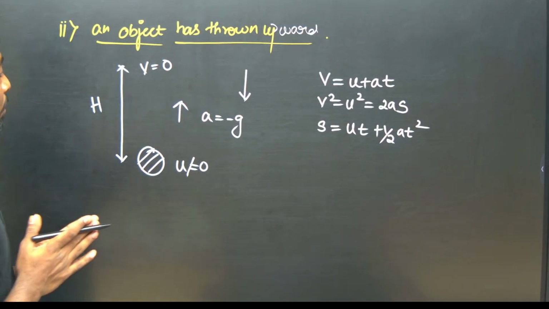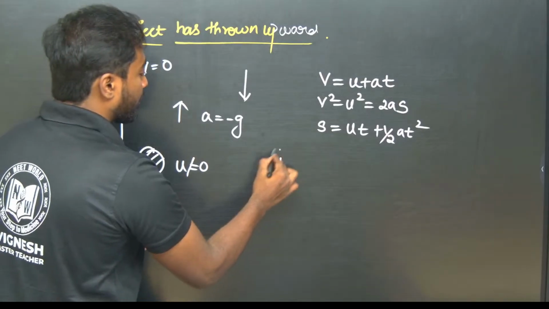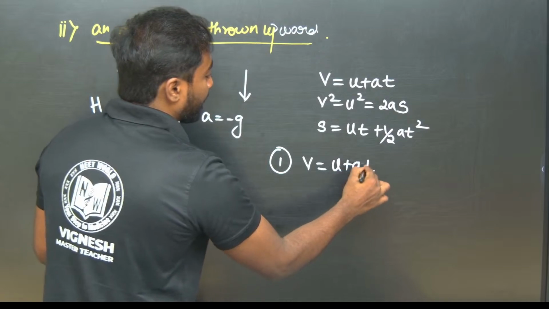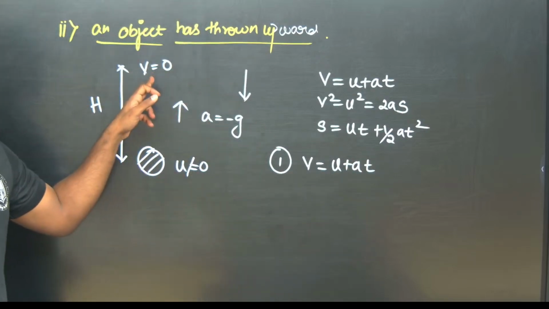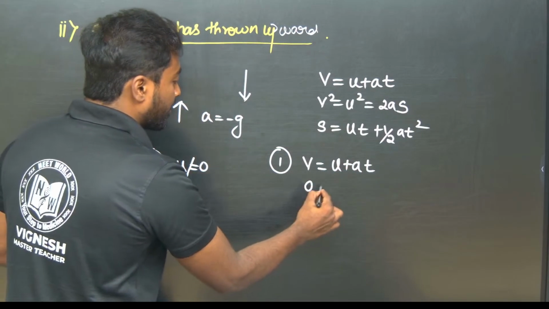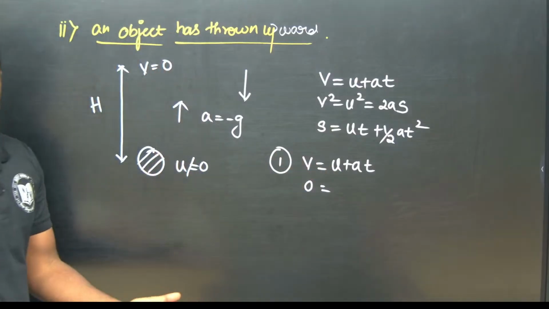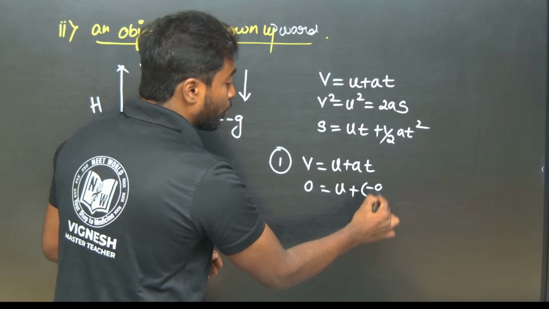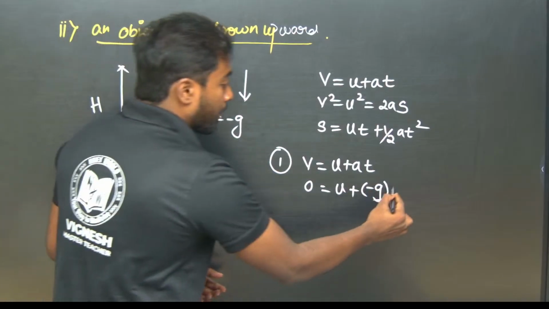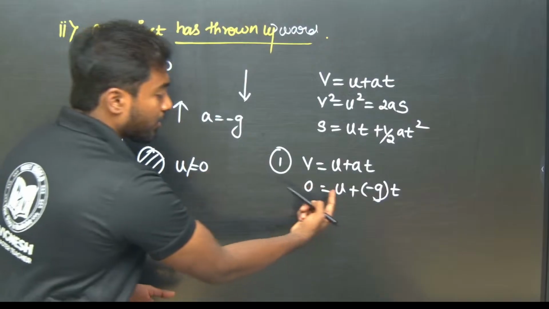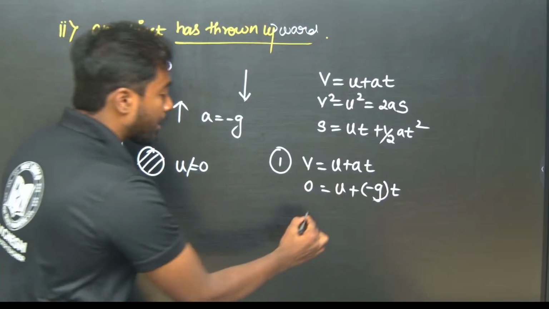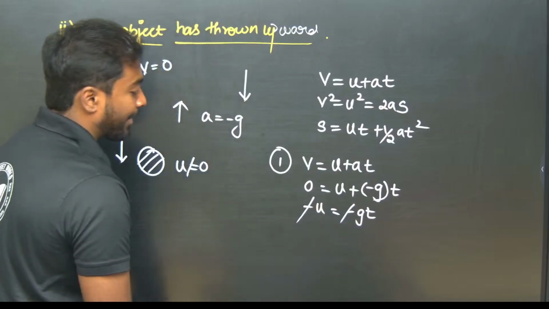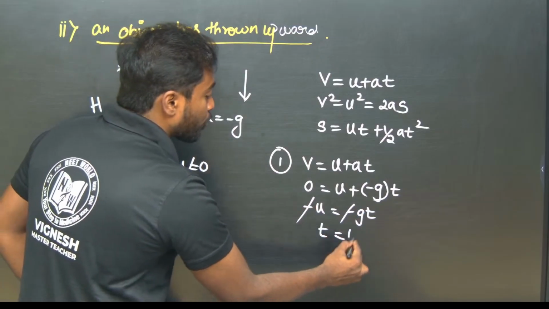Okay, so what's the first one? Let me consider the first equation. V equals U plus AT, where V is 0. So 0 equals U, which I don't know, so I will keep it as it is, U plus minus G into T. So U will come to this side, meaning minus U equals minus GT, minus minus gets cancelled, T will be equal to U by G.